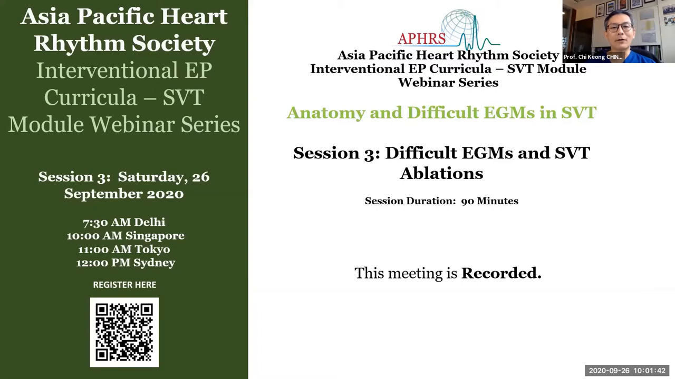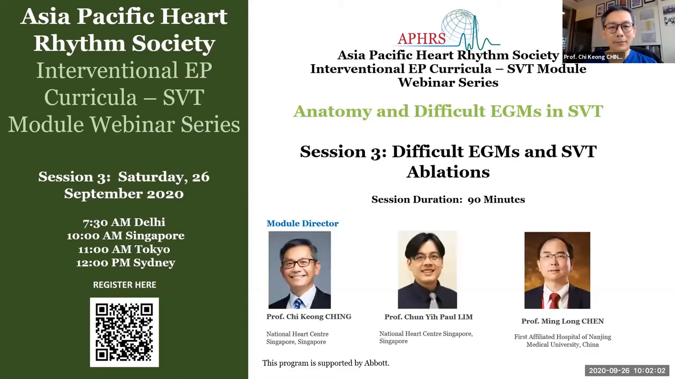So the objectives of this webinar are really to highlight some of the interesting or perhaps perplexing EGMs that we may encounter during the course of EP study and catheter ablations for SVT, and how we could make sense of those EGMs. Number two, how do we make use perhaps of 3D maps to localize interesting or suitable ablation sites that maintain the SVT? And lastly, how we may do this in a safe manner so that we achieve success in treating SVT for this patient.